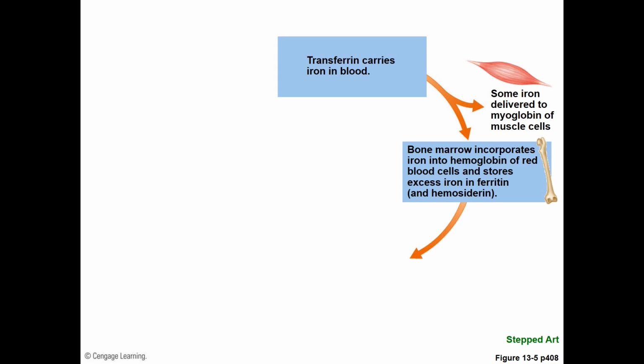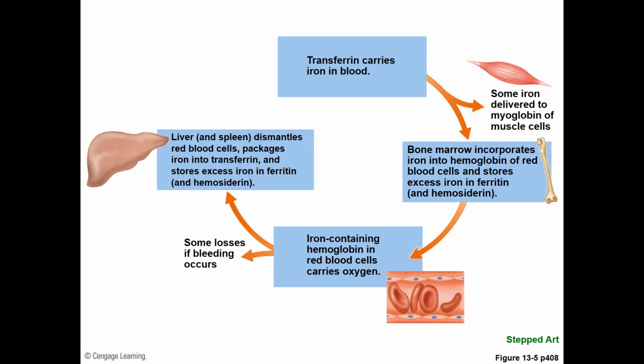But instead of our body just getting rid of the whole red blood cell, what will usually happen is the red blood cell will break open and release the iron so that the iron can be reabsorbed, and then it can make its way to the liver, where the liver can package it into transferrin if it wants to be transported, or else it can store it away for later use.